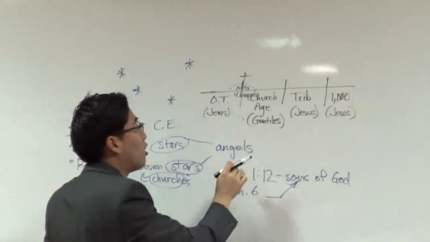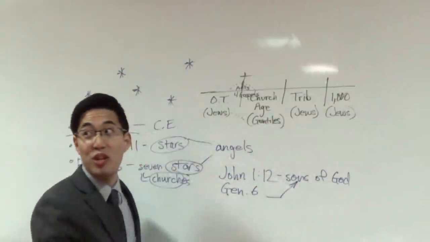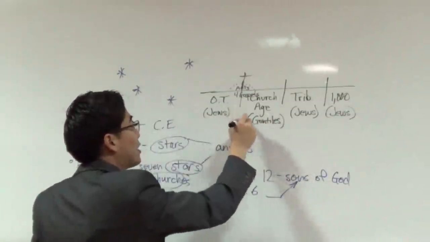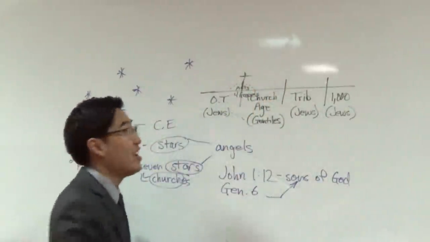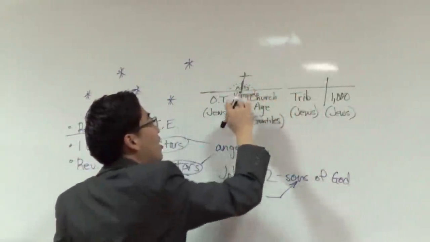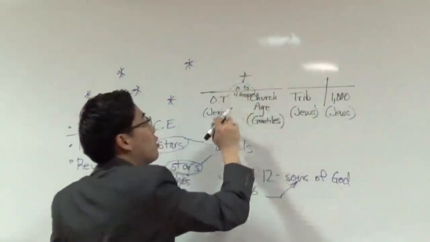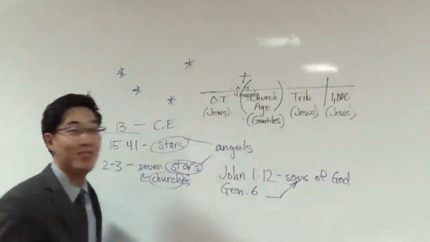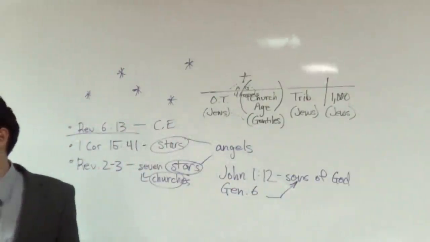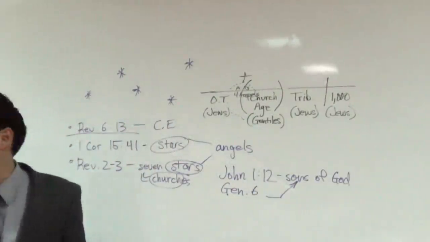What if the Jews accepted? Gentiles would not have come in. That's why, what does this mean? Transition. That's why this thing is not marked out like this. It's more like Old Testament, tribulation, church age is like this. It could have been gone or in.